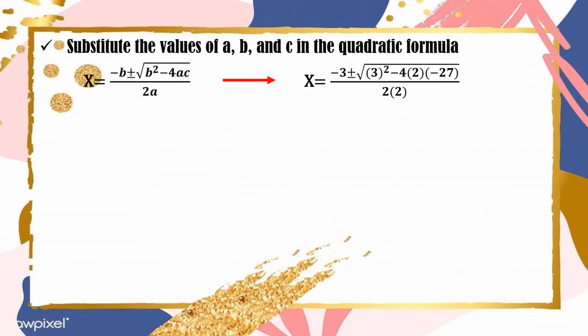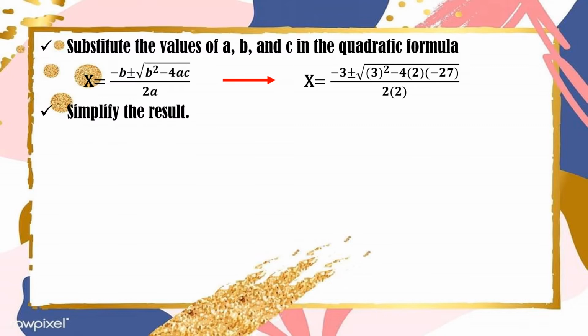Then, substitute the values of a, b, and c in the quadratic formula. x is equal to negative b, plus or minus the square root of b squared minus 4ac, all over 2a. So it will become x is equal to negative 3, plus or minus the square root of the quantity of 3 squared minus 4 times the quantity of 2 times the quantity of negative 27, all over 2 times the quantity of 2.